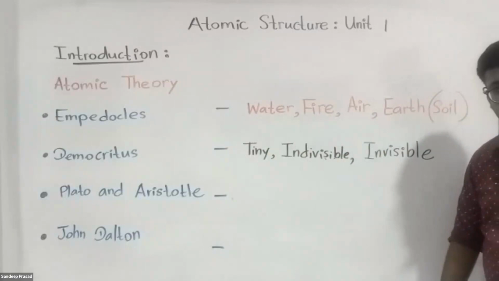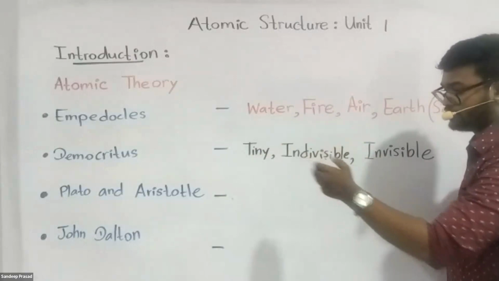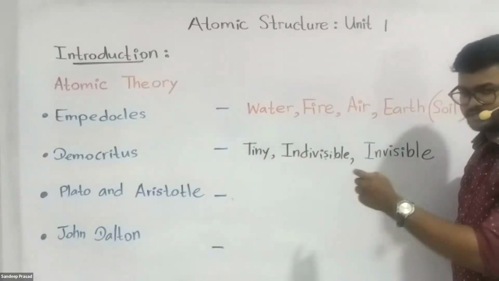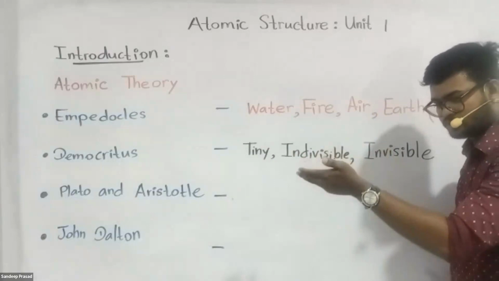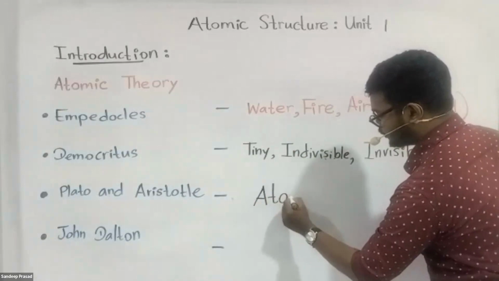Actually, remember, Plato and Aristotle, these two philosophers are students of Democritus. So therefore, as philosophers, they also accepted this theory of tiny, indivisible and invisible particles. So they have given a name for this one as atomos. What is that one? Atomos.